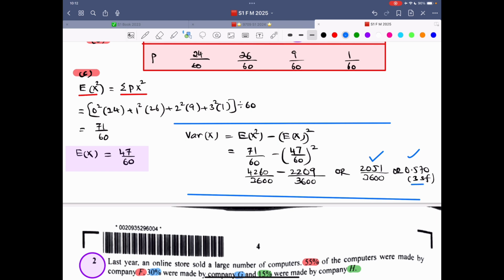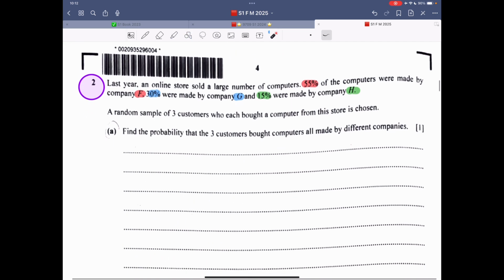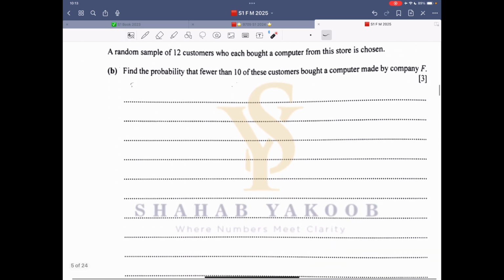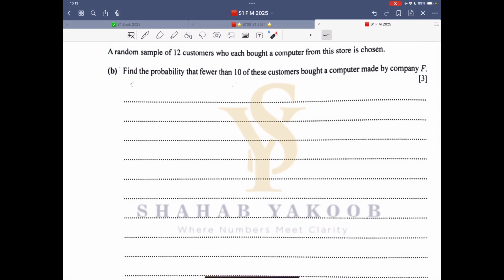So now the first question is done. Question number 2. Now it says last year, an online store sold a large number of computers. 55% were made by company F. So red one is F, blue one is G, and the green one is H. A random sample of 3 customers who each bought a computer from the store is chosen. Find the probability 3 customers bought computers all made by different companies. Second part, a random sample of 12 customers who each bought a computer from the store is chosen. Find the probability fewer than 10, that means less than or equal to 9, of these customers bought a computer made by company F.